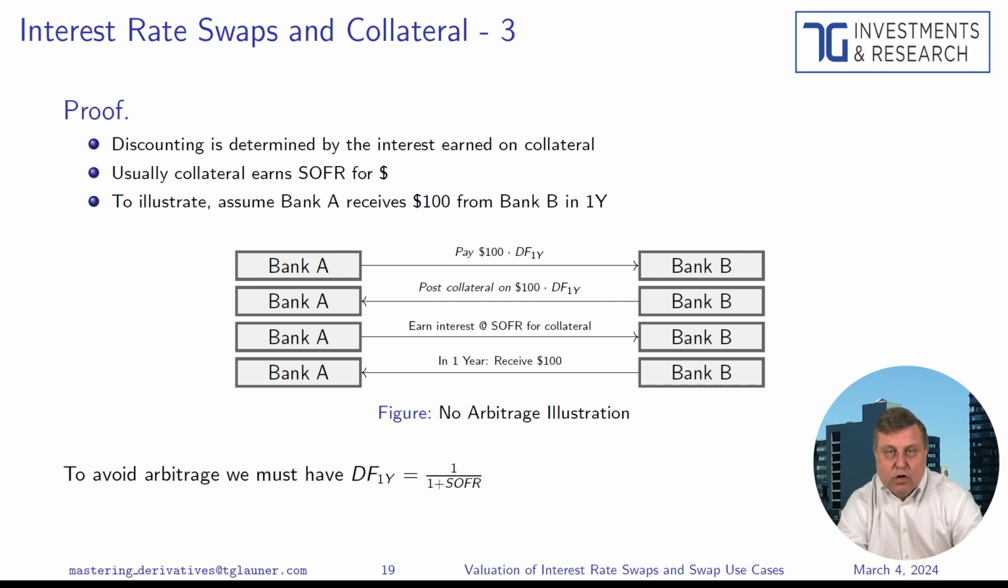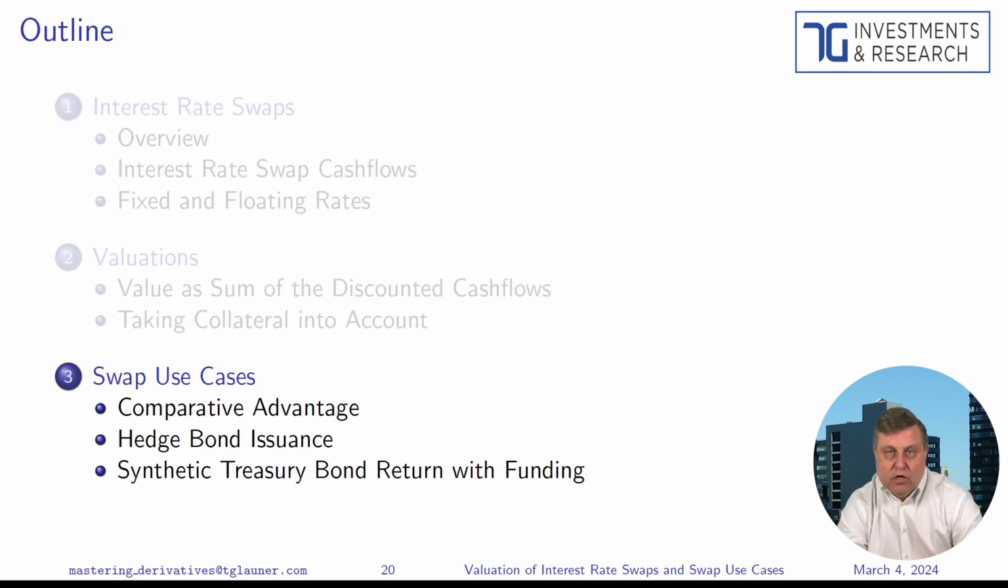Moving forward to our discussion on swap use cases. Here we will delve into 3 distinct aspects: comparative advantage, hedging interest rate risk associated with bond issuances, and an illustration of how a swap dealer can effectively provide a synthetic treasury bond return along with its whole funding mechanisms in the background.